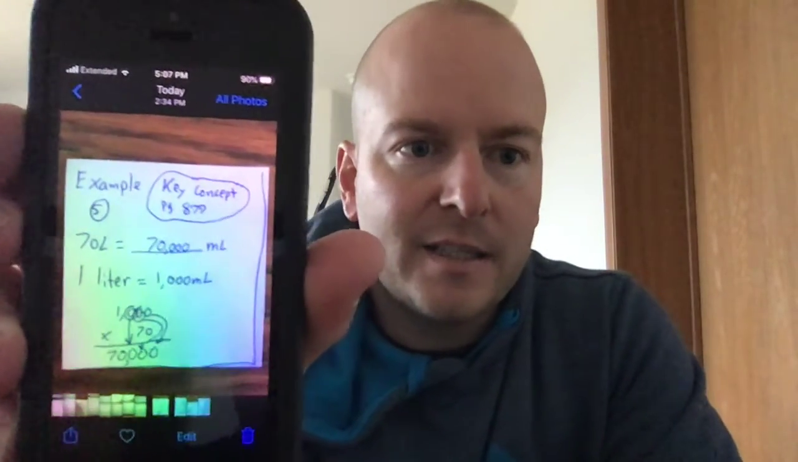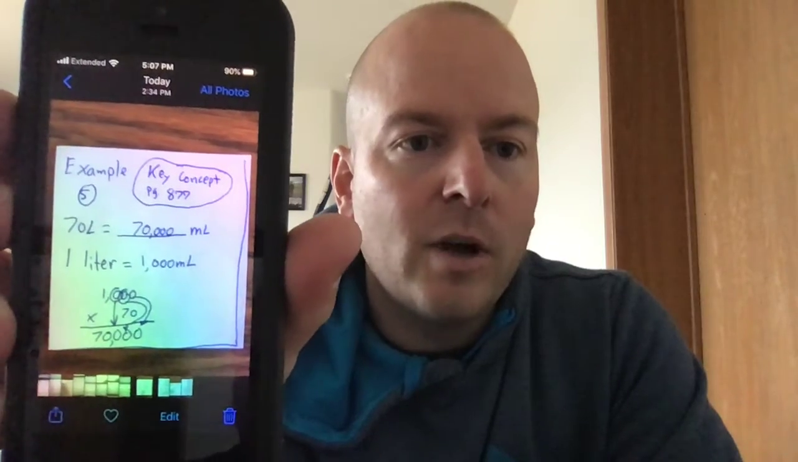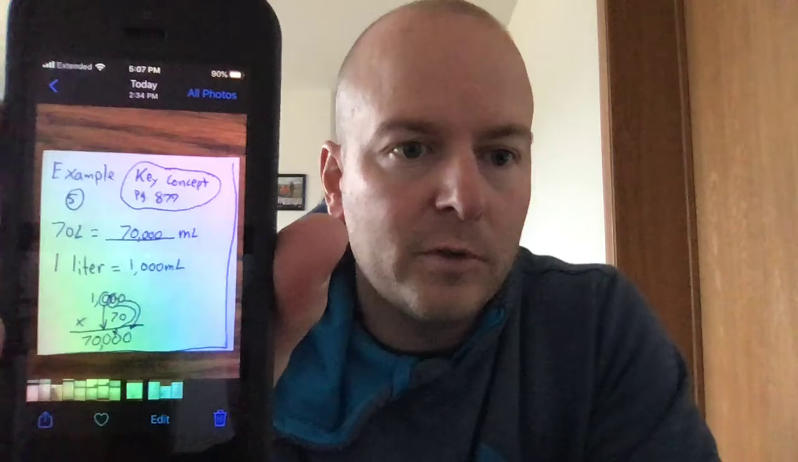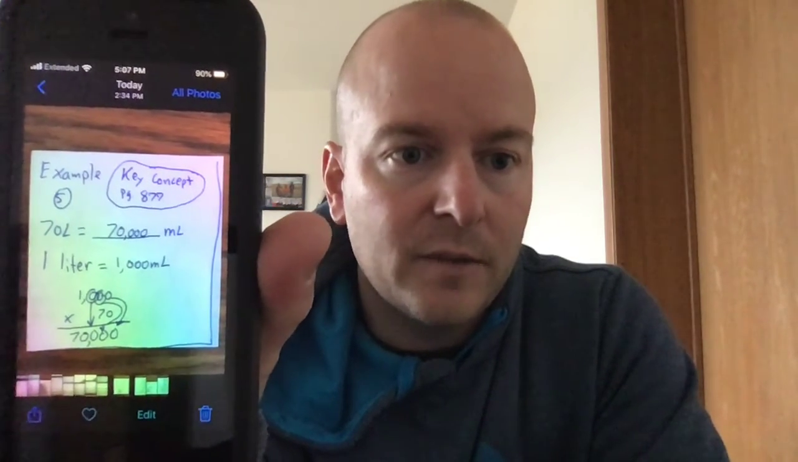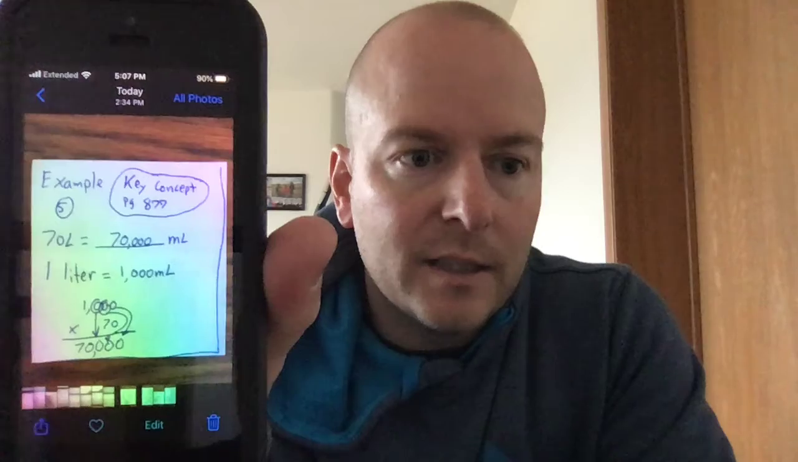On that note, here's your first example. Of course, this is an odd one, not odd as in strange, but odd as in number 5 is odd. Again, key concept, page 877, very helpful to you today. There's only 2 measurements today, so I think that's also helpful. It would be helpful to me if I was in 5th grade. This one is saying 70 liters equals how many milliliters?